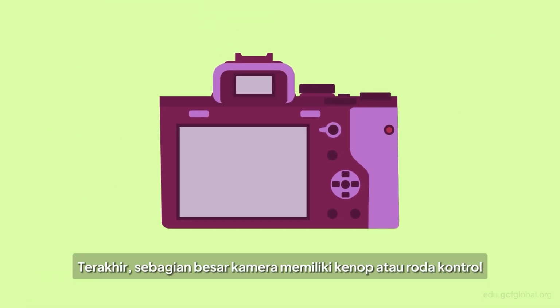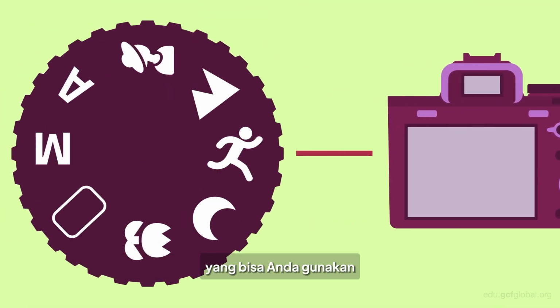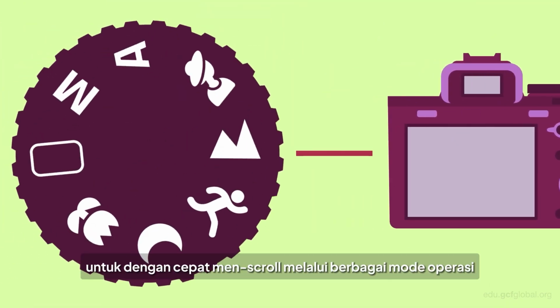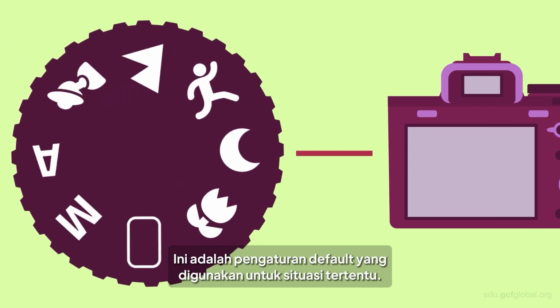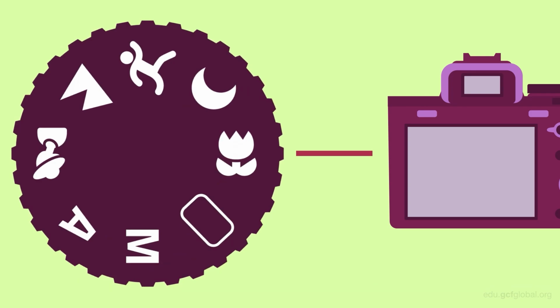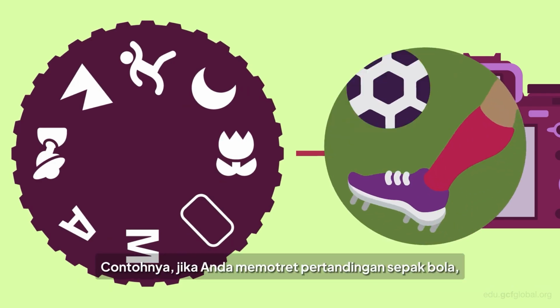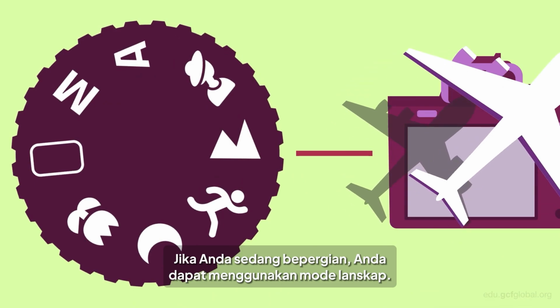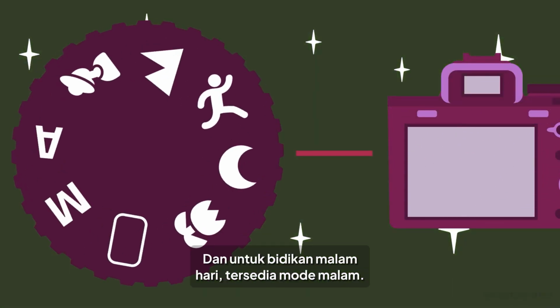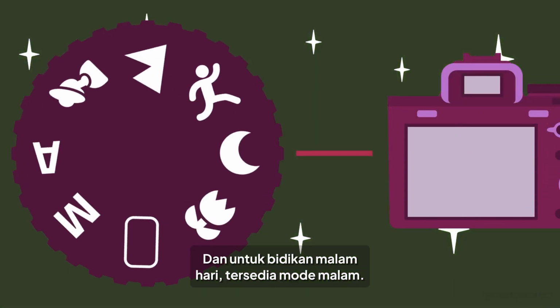Finally, most cameras have a control knob or wheel with which you can quickly scroll through different operating modes or settings. These are default settings used for specific situations. For example, if you are photographing a soccer game, you can use the sport mode. If you're traveling, you might use the landscape mode. And for night shots, there is night mode.